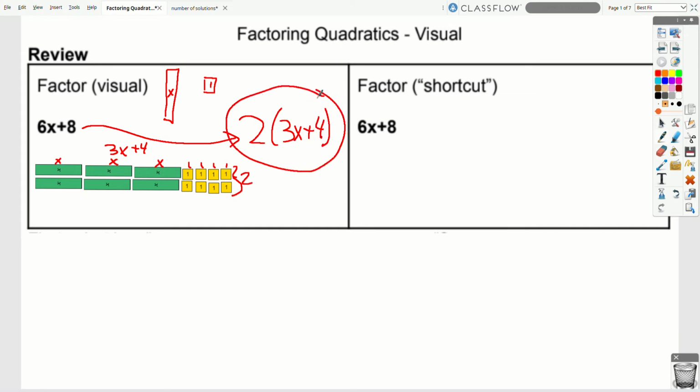And then we went over a shortcut for that. We had to remember the format of our answer, which was like so. And then we had to find the GCF. When we find the GCF of 6x and 8, we get a GCF of 2, so that 2 went out front, and then it was 2 multiply 3x, which was 6x, and then 2 multiply 4, which was 8.